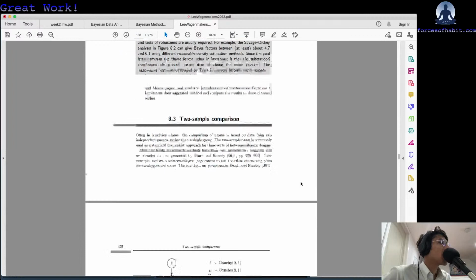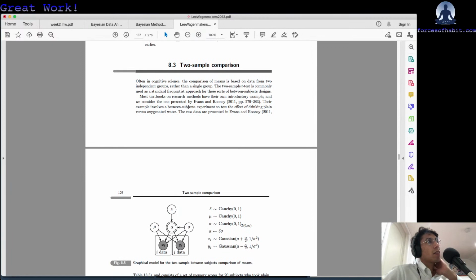Alright, that's it for today, I think. Looks like we're going to get into two sample t-tests tomorrow. Or the Bayesian two sample t-tests. So the comparison of two means.